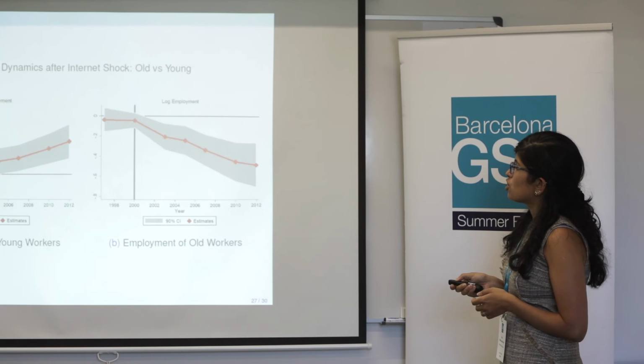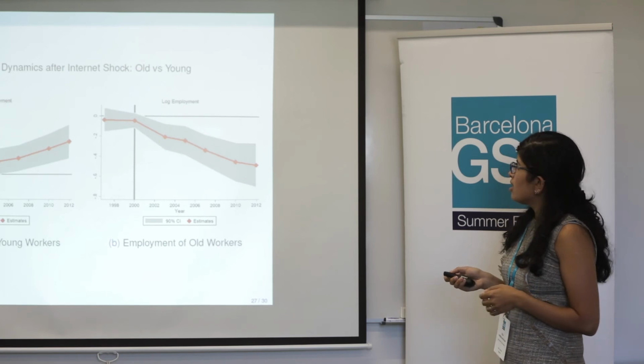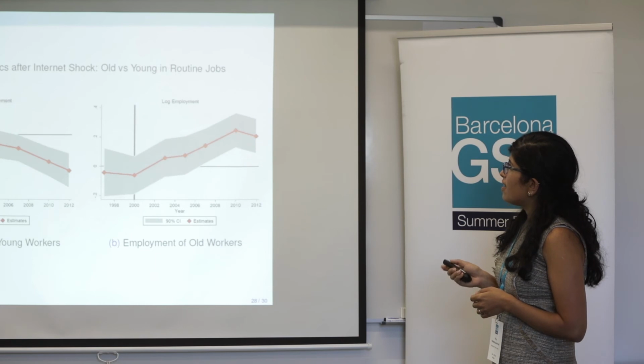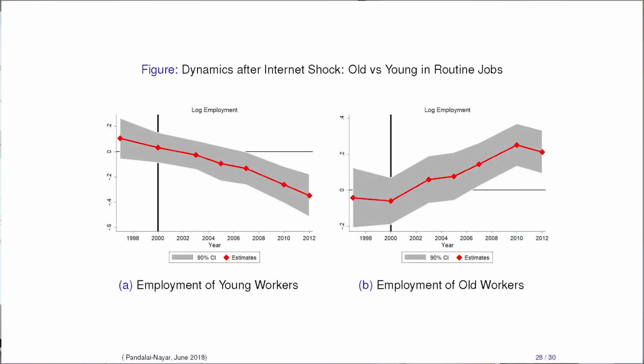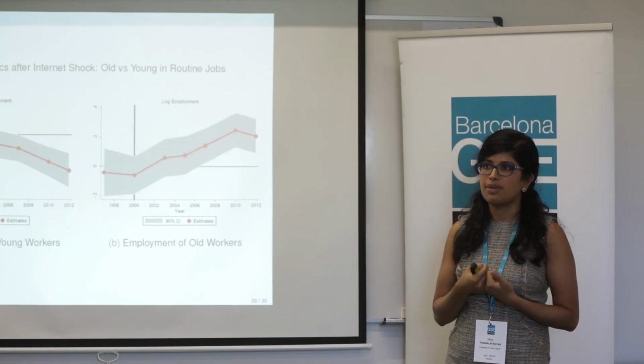So in response to the shock, the employment of young workers in early adopter districts increases, and the employment of old workers decreases. And then when you compare what happens to old and young workers in routine jobs, so this is routine, the opposite of non-routine, you see that the employment of young workers is falling in routine jobs, and of old workers is really increasing quite substantially in routine jobs. So we think that this is really direct evidence of the mechanisms that we're having in the model.